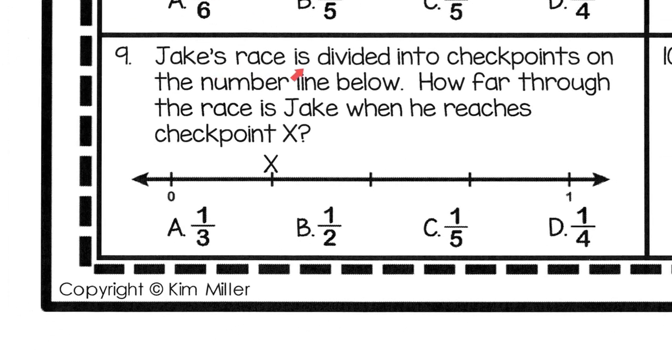Jake's race is divided into checkpoints on the number line below. How far through the race is Jake when he reaches checkpoint X? So here's his checkpoint. How far has he gotten if he started here and he got to here? Count the sections again. So it looks like I have 1, 2, 3, 4. So we're talking about fourths, and that's always 0 out of 4, which means this one here is going to be what? I'm going to let you answer that on your own.